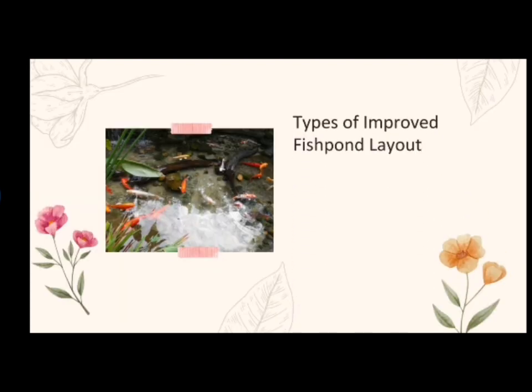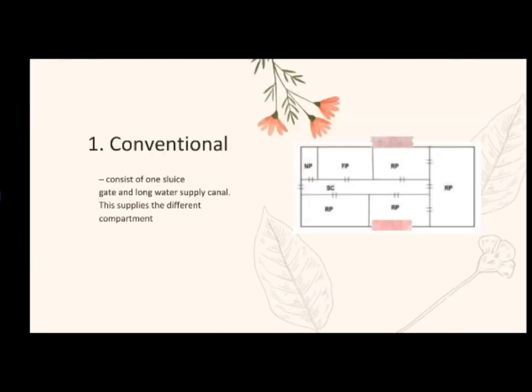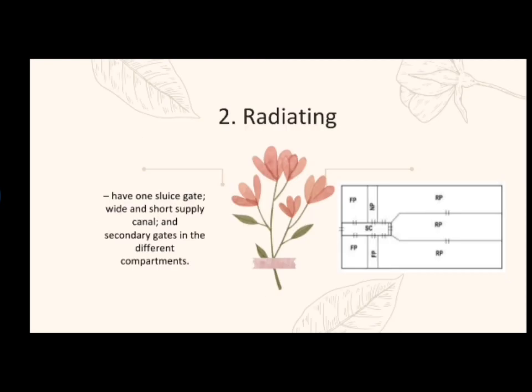Types of improved fish pond layout. There are 4 types. First one is conventional, second is rotating, third is progressive, and lastly specialized. First is conventional. It consists of one sluice gate and a long water supply canal. This supplies the different compartments. Next is rotating. It has one sluice gate, a wide and short supply canal, and secondary gates in the different compartments.